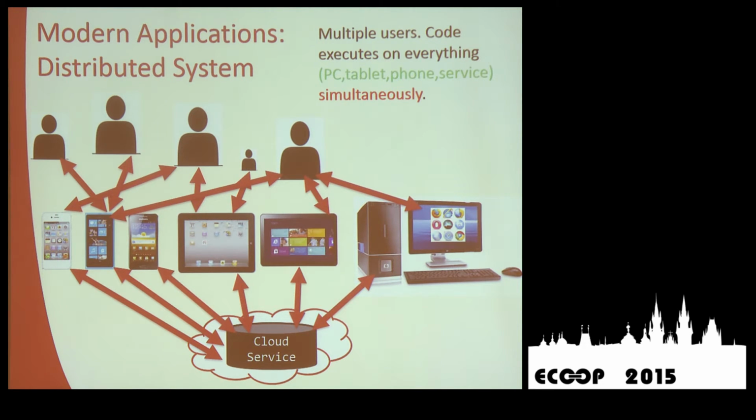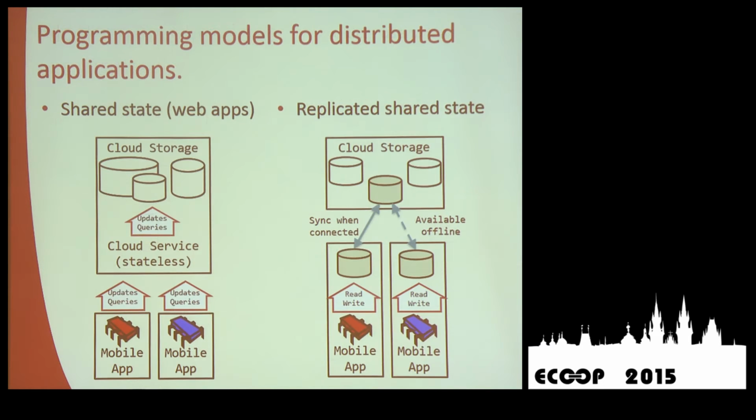So what kind of abstraction am I thinking of? Normally, there are different programming models for how people write these kinds of applications. And one important one is web apps with shared state. So you basically have a big server somewhere which has persistent cloud storage. And then all the individual devices issue queries on the cloud service. And in that way, they communicate information between each other.